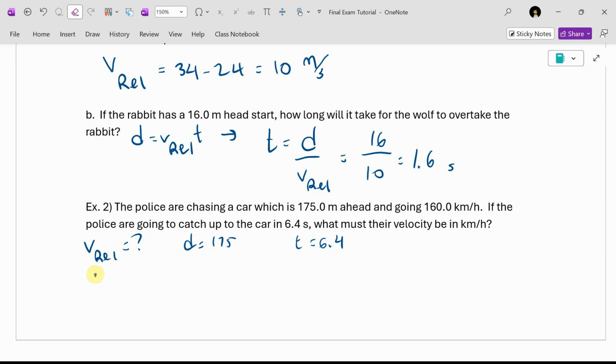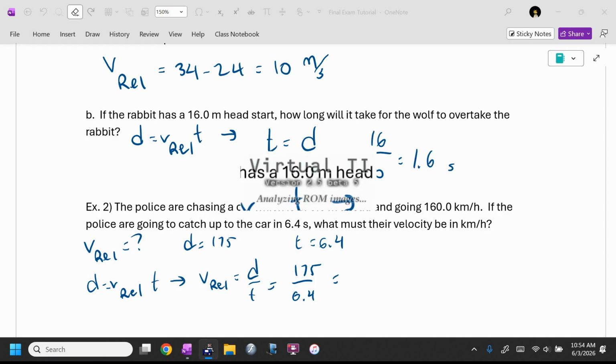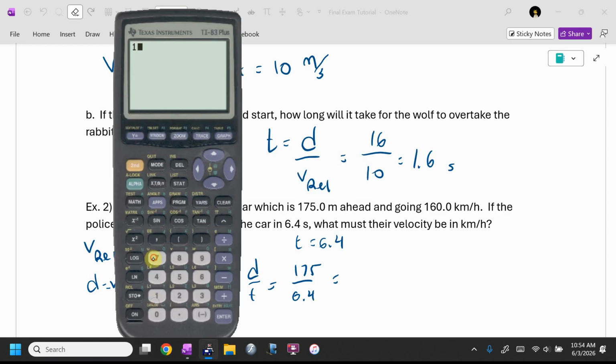I can go with d equals v rel times t and get the v by itself. Again, this is all a consequence of d equals vi t plus a half a t squared. a is 0, so d equals vi t. It's the relative speed: d equals v rel times t. How would I get the v by itself? It's going to be 175 divided by 6.4. I can go to my calculator for that, because I'm not dividing by 10. I'm going to write 27.3, but you know I'm storing this on my calculator.